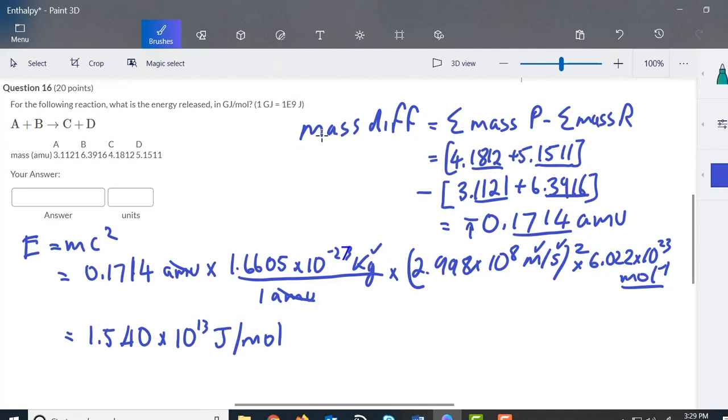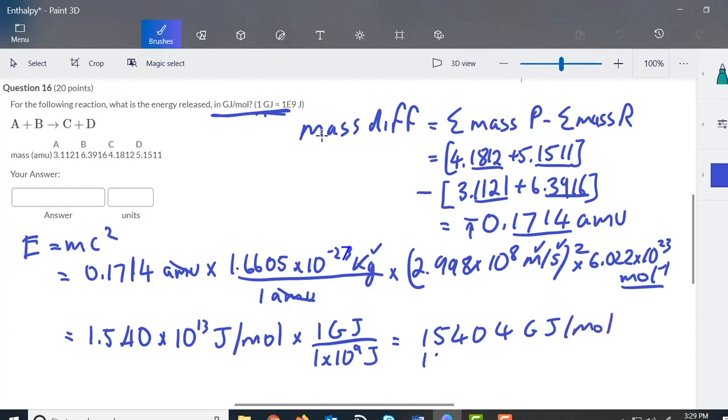But we need gigajoules per mole per the question. So we need to convert that into gigajoules. We do that by using the conversion factor given to us. And we know that 1 gigajoule is equal to 1 times 10 to the 9th joules. And that will give us 15,404 gigajoules per mole. Taking this down for significant figures, it would be 15,400, because this would be 4 significant figures to match the 4 significant figures we've got over here. And that was 4 significant figures because we got that from the mass here.